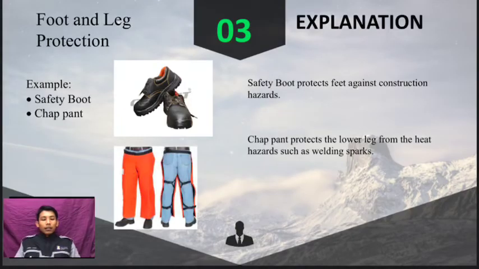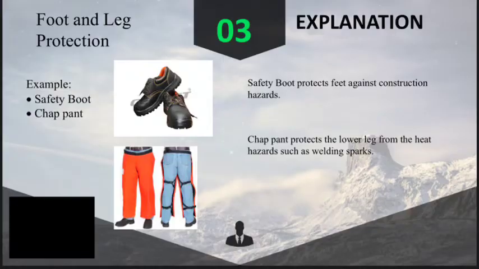Next is foot and leg protection. For foot protection, we commonly use safety boots to protect our feet. The safety boot protects feet against construction hazards. Next is chap pan. Chap pan protects the lower leg from heat hazards such as welding sparks.